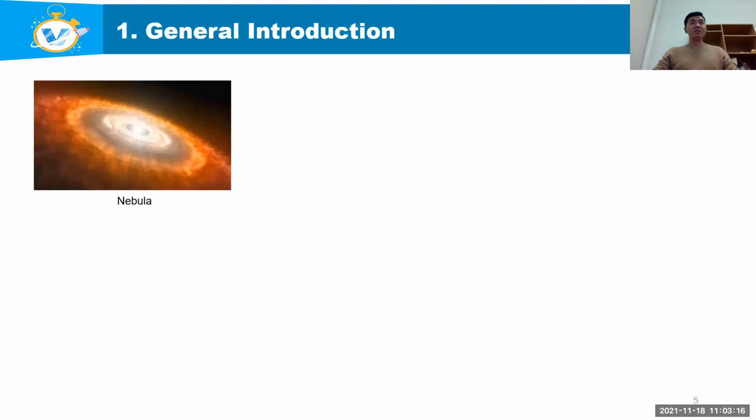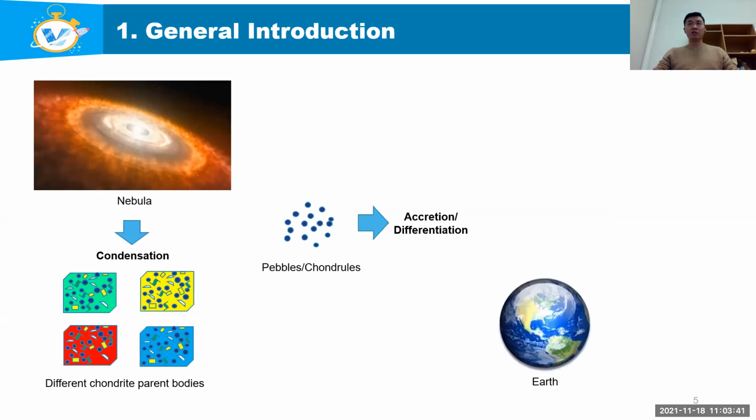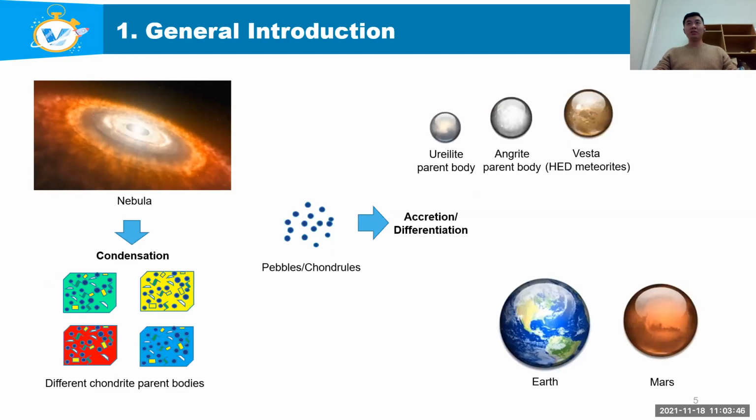First, this is the nebula, and after the condensation we have the chondrites, like the different chondrite parent bodies. Inside the chondrites we have round igneous spheres, the chondrules, and they may contribute to the accretion and differentiation of the terrestrial planets like Earth, Mars, Ureilite, Angrite, Vesta, aubrites, and these planetary bodies.